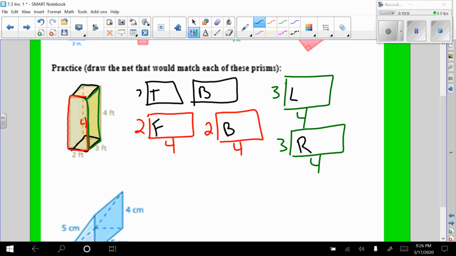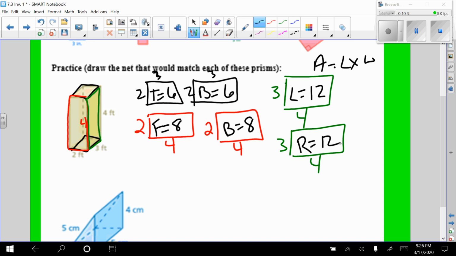Oh, sorry, I forgot to write that this was 2 by 3. 2 times 3, because area of a rectangle is length times width, is 6. That means the top is 6, the bottom is 6. The front and back are 2 by 4, so that means the front is 8 and the back is 8. The left and the right are 3 by 4. That means the left is 12 and the right is 12, because 3 times 4 is 12.